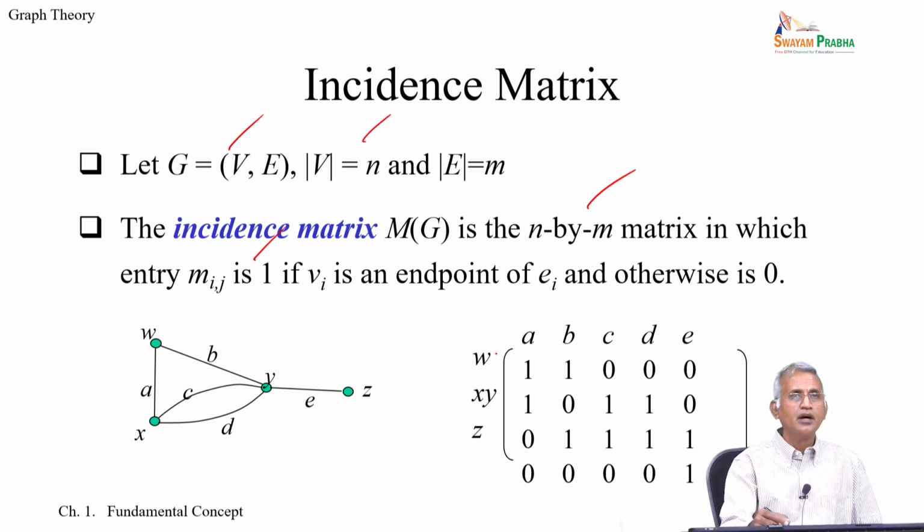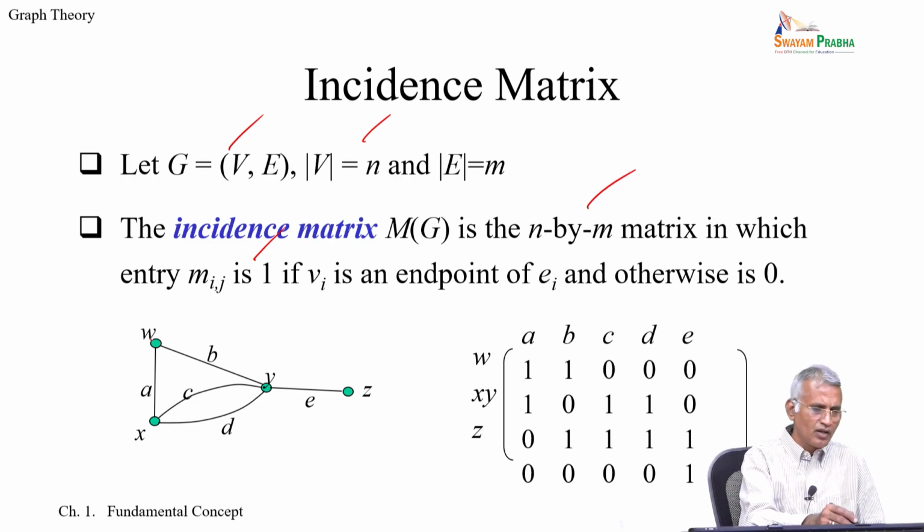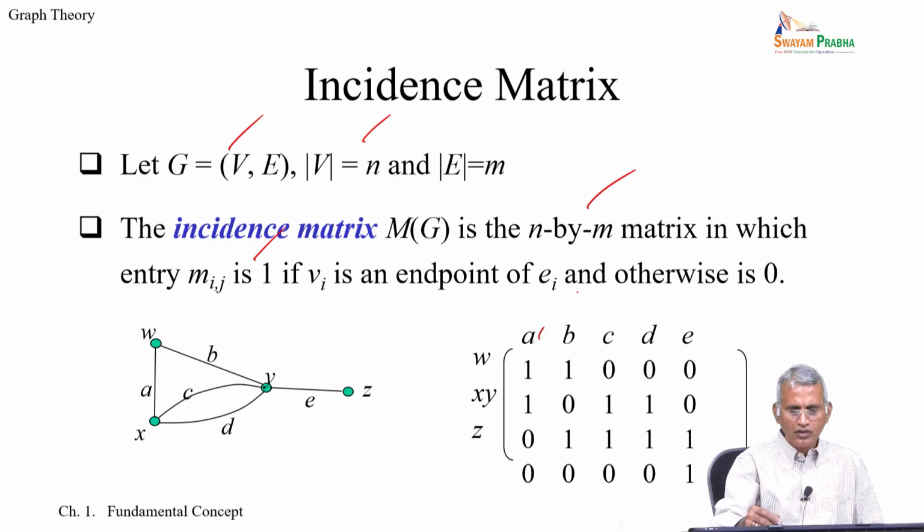Now, W has the edges proceeding from it, therefore incident with W. Therefore, W and A is 1, and W and B, yes, 1. W and C, no, therefore 0. W and D are connected, no, 0. W and E are connected, no, therefore 0.